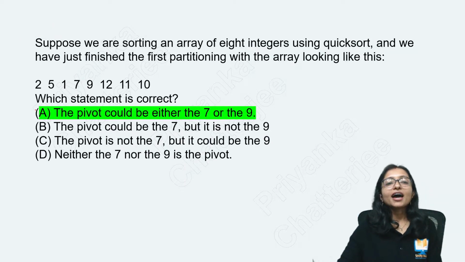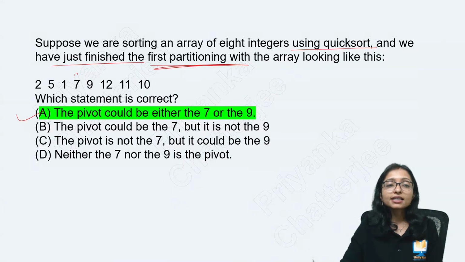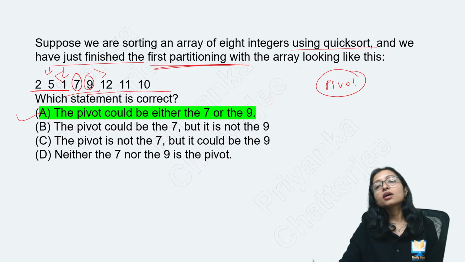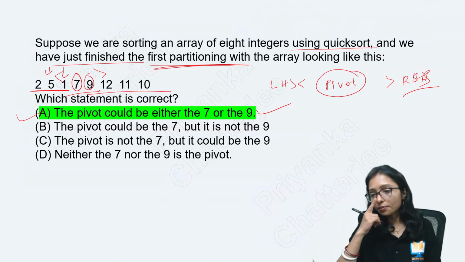Yes. Here it is asking about an integer array using quick sort. We have just finished the first partitioning. So you can see that for 7, all the elements less than it are in the left hand side and all the greater ones on the right. For 9 also the same. But if you take 5, it is not happening. For 1 also it is not happening. The main concept is that wherever the pivot is, all less than elements will be in the left hand side and greater than in the right hand side. From this concept only you can say that either 7 or 9, any one of them can be the pivot element.